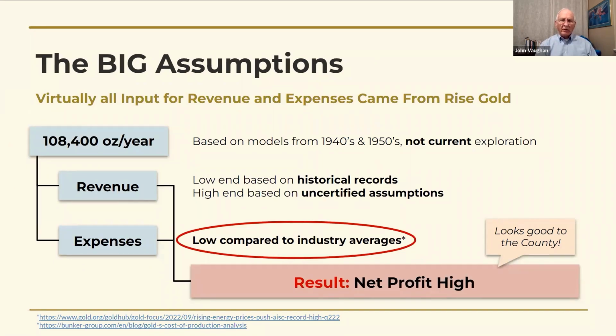Virtually all input for revenue and expenses came from Rise Gold. Most of the RDN report calculations start with Rise's production estimate of 104,000 ounces of gold per year. Based on models from the 1940s and 50s, it is not based on any current exploration or any current gold core sample. Expenses, the cost to extract and produce the gold, are low compared to industry averages, which makes the net profit higher. Higher net profit makes the economics look good for the county. Next slide.